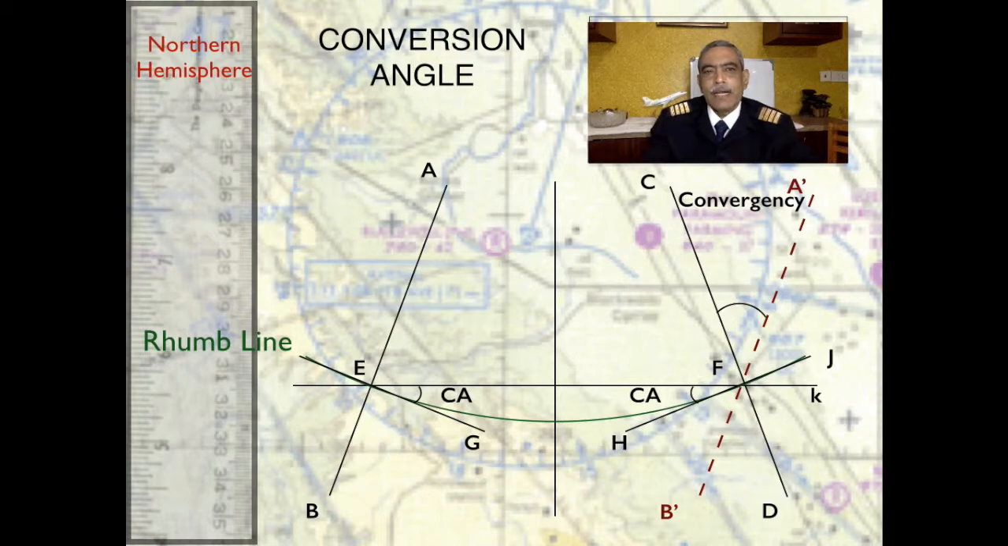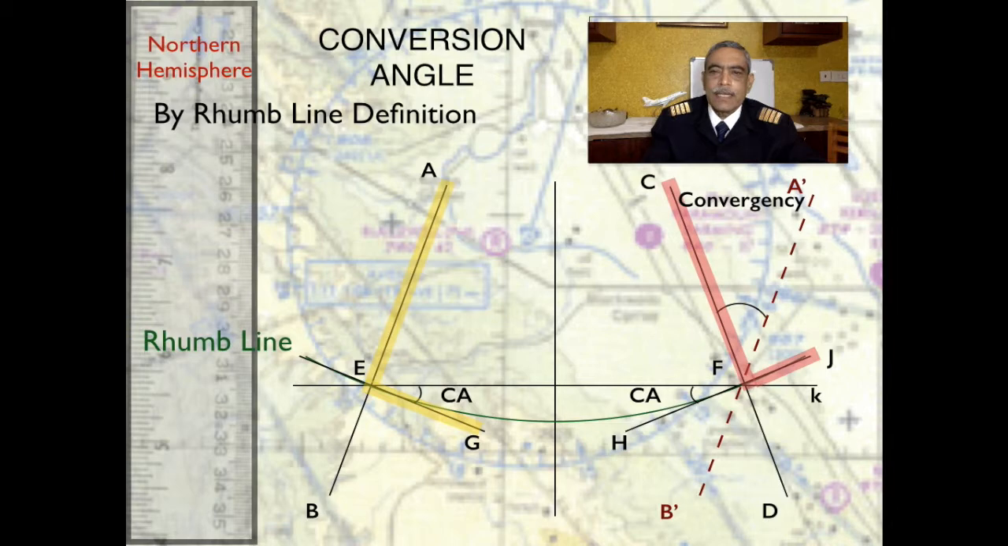By definition of the Rhumb line track, angle AEG is the same as angle CFJ. That's how the Rhumb line has been defined. That means this curve is cutting the point E and point F at the same angle. That's why it is called the Rhumb line track. Okay, therefore, angle AEG is equal to angle CFJ.